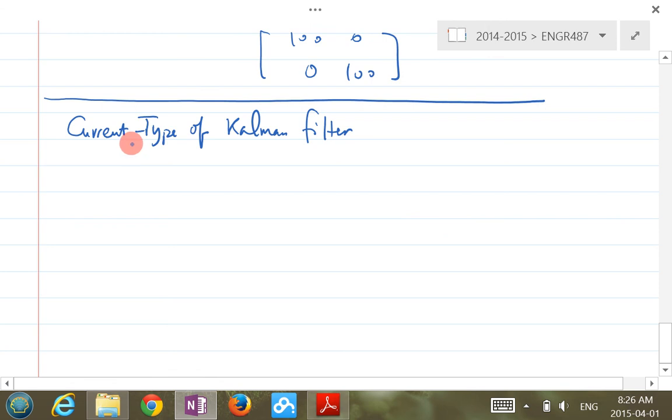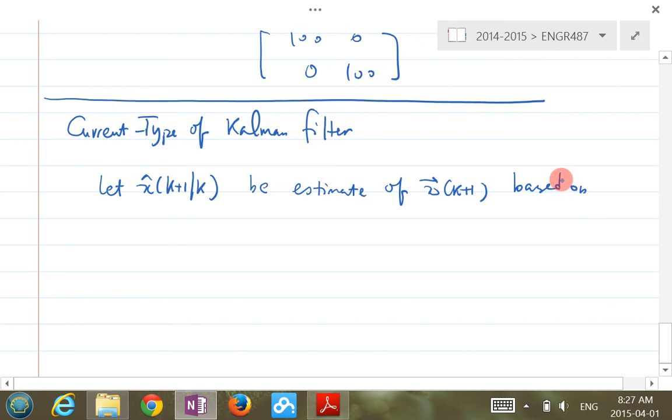So what we do is we let x hat of k plus 1 given k, where the writing is slightly different now, be the estimate of x of k plus 1, but only based on information up to instant k. So that's what this notation means.